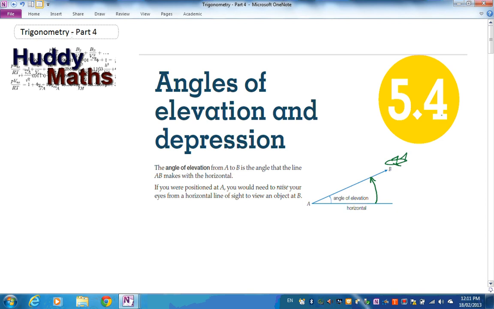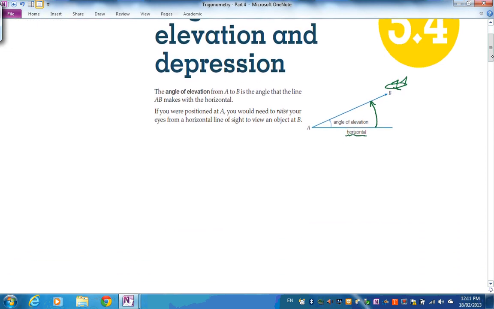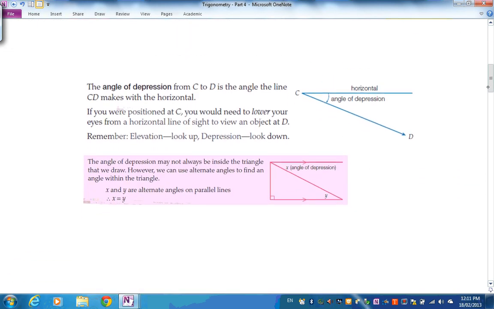We're just going to get ready now to use the words angle of elevation, meaning the angle that you raise your eyes from the horizontal to see a plane or something like that. So we're going to start to work with angles again in triangles and working out distances. So let's come down and have a look at the other one.